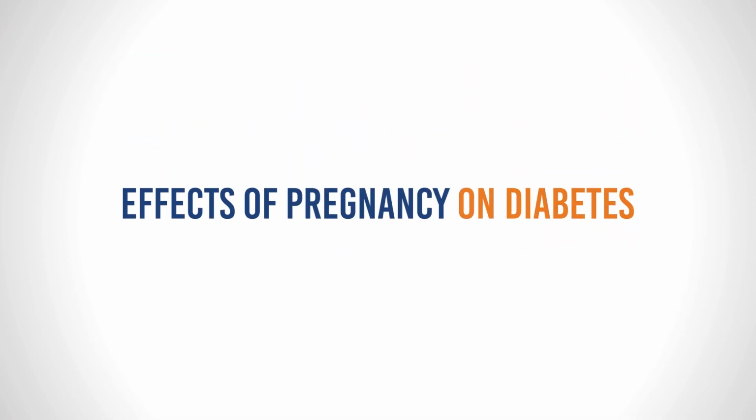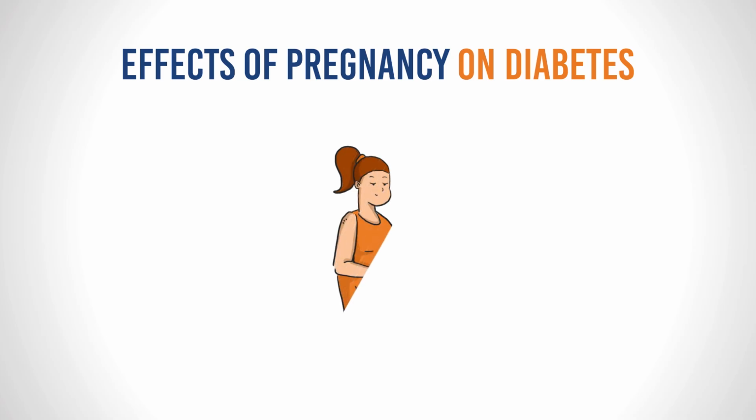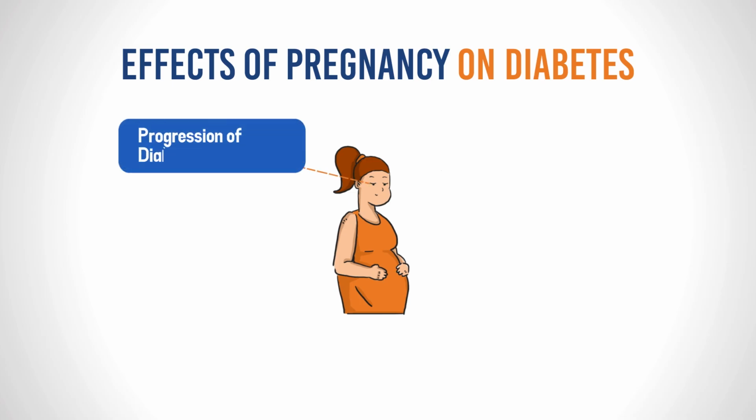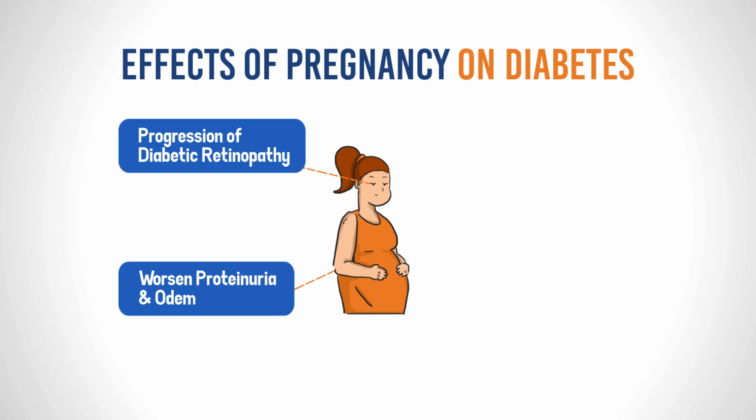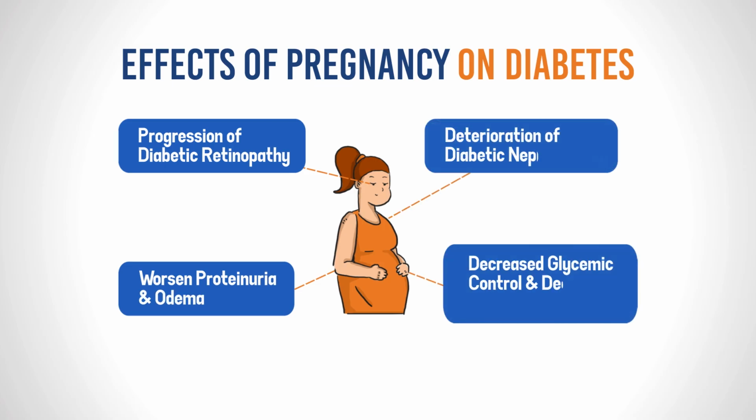Effects of pregnancy on diabetes. The mother's diabetic condition may also be worsened by the ongoing pregnancy. There is an increased risk of progression of diabetic retinopathy, worsening proteinuria and edema, and deterioration of pre-existing diabetic nephropathy.